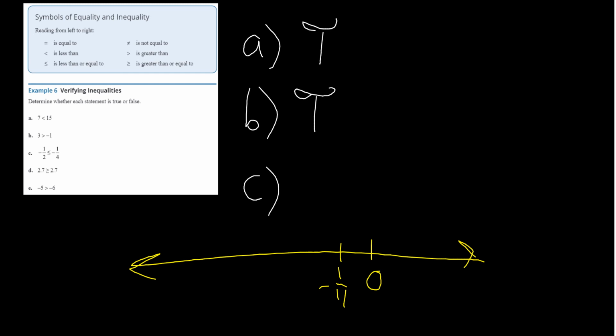Let's make it a little bit larger so I can fit these numbers in. Well, let's put a negative 1 right here. So this is from 0 to negative 1 there, right? So in between them is going to be negative 1/2. Well, a quarter of the way is going to be negative 1/4. So we do indeed see that negative 1/4 is larger than negative 1/2. So this is also a true statement.